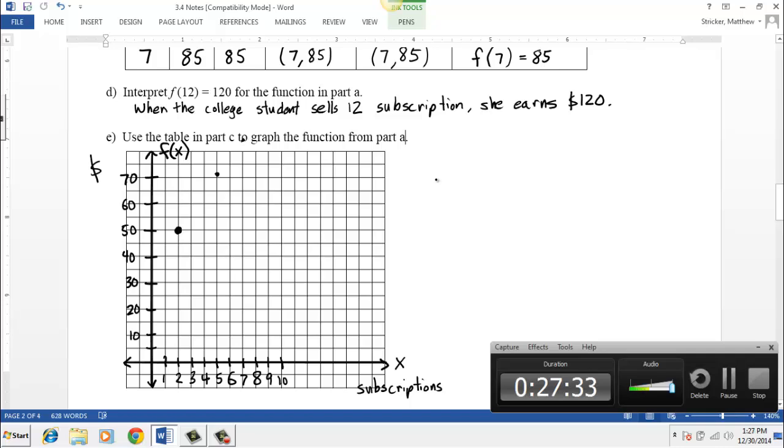Now, one thing we didn't find is, what about 0 subscriptions? What is f of 0? That's going to be 7 times 0 plus 36, or just $36. In other words, if you sell no subscriptions, you're just going to get your flat fee of 36, which is going to put us right about there. And what we can see here is that this is a nice straight line. That's why it's called a linear function, if you will. This gives a straight line. And we could label these points. This point here is 0, 36. This was 2, 50. This is 5, 71.